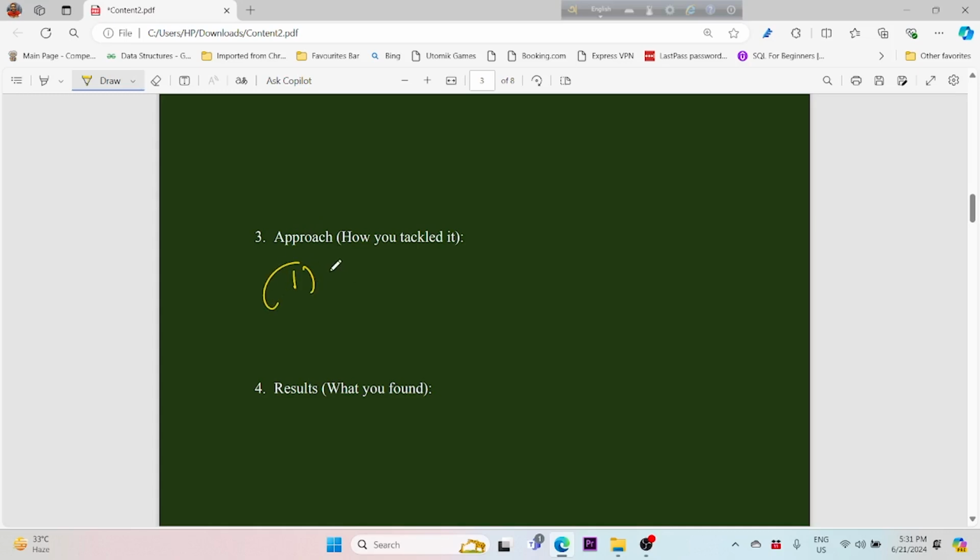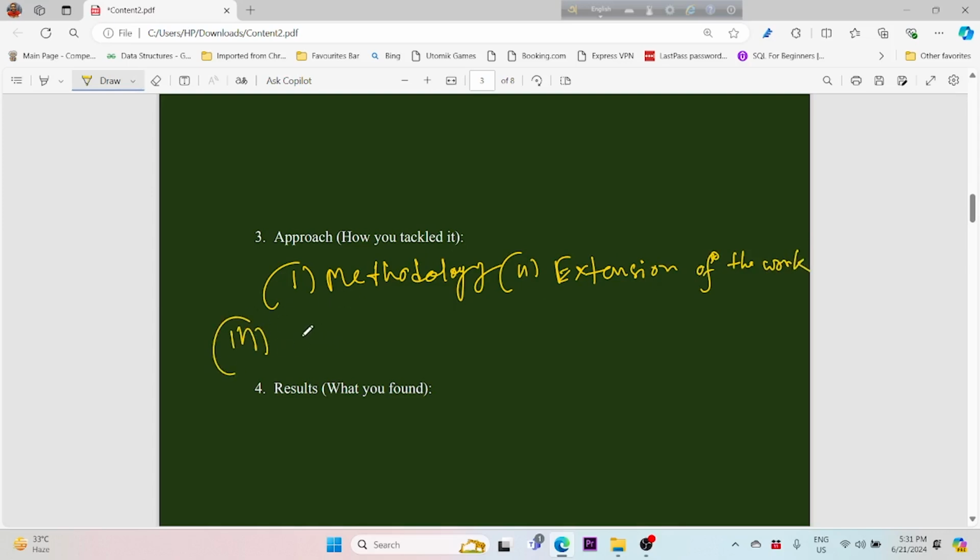So, first of all, you have to address the methodology, the extent of the work. The third is brief explanation of your handling of important variables. So, handling important variables.